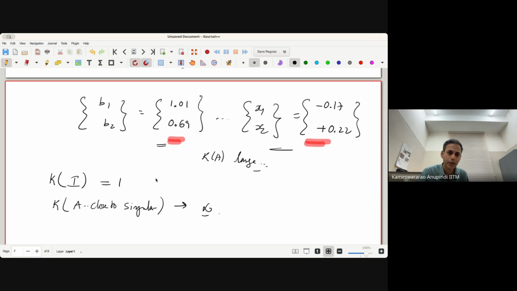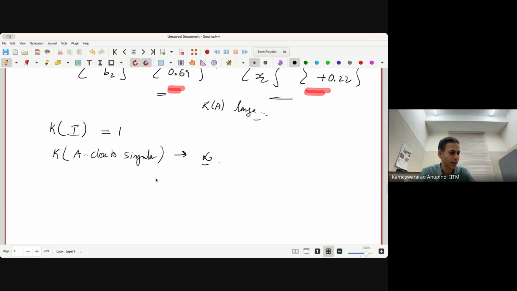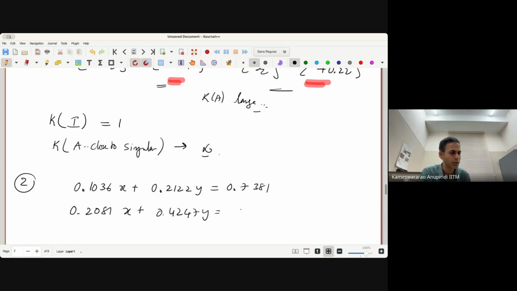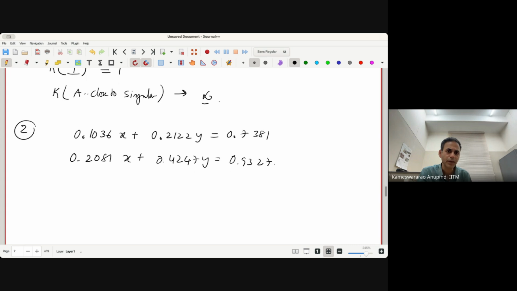Now, let me give you another example. Let us say the second example is: I have 0.1036x plus 0.2122y equals 0.7381, and the second equation is 0.2081x plus 0.4247y equals 0.9327.